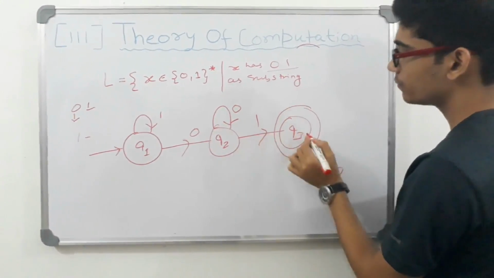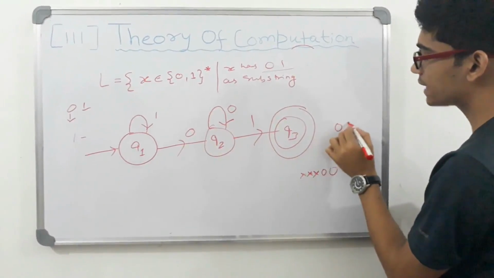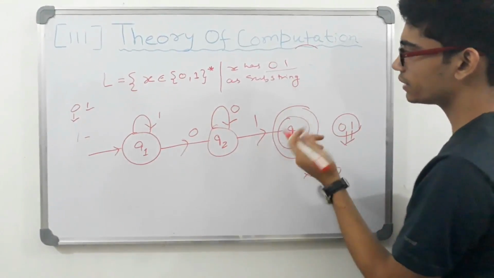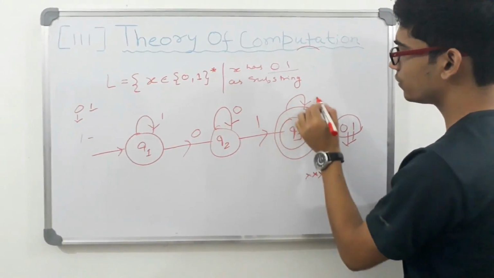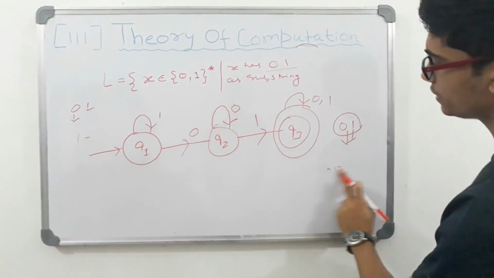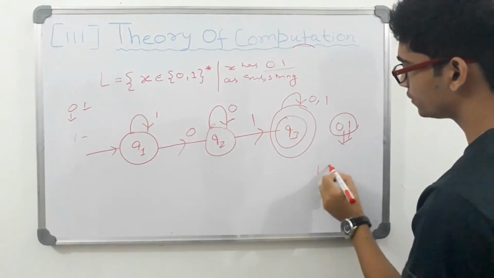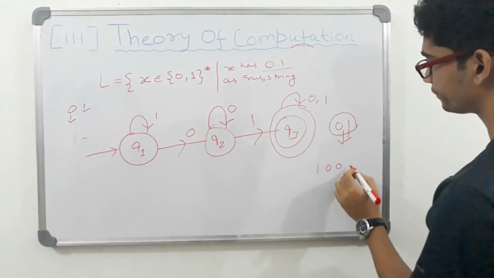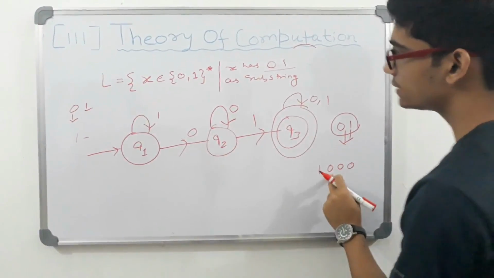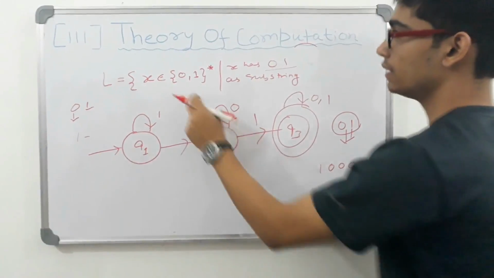Now when we are at Q3, we have scanned 0, 1. So we concluded that yes, 0, 1 is present in that string. So whatever may be the input further, we don't care. We'll remain here. Okay, so let us check how we'll check it. Suppose I am telling you to check this one: is this accepted by this language or not?